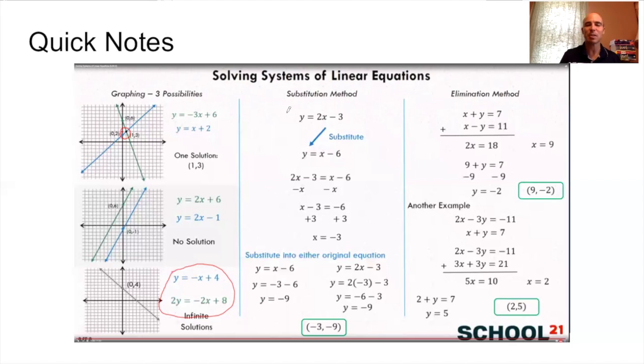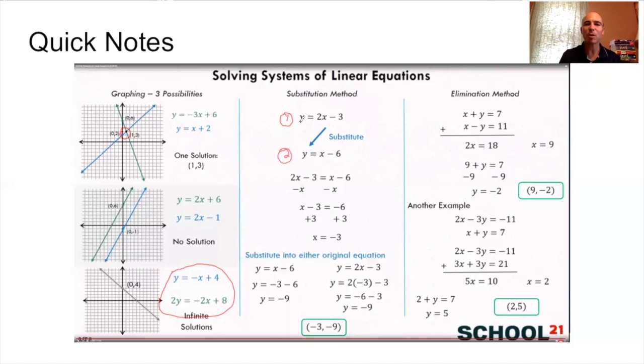Solving by the substitution method. And I know this is a review for you guys, but what you would do here, if we said, okay, here's our system. We've got equation 1 right here, and we've got equation 2 right here. It's arbitrary that I called them 1 and 2.